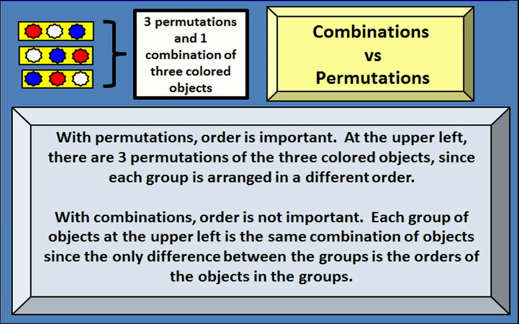With permutations, order is important. At the upper left, there are 3 permutations of the 3 colored objects, since each group is arranged in a different order. With combinations, order is not important. Each group of objects at the upper left is the same combination of objects, since the only difference between the groups is the orders of the objects in the groups.